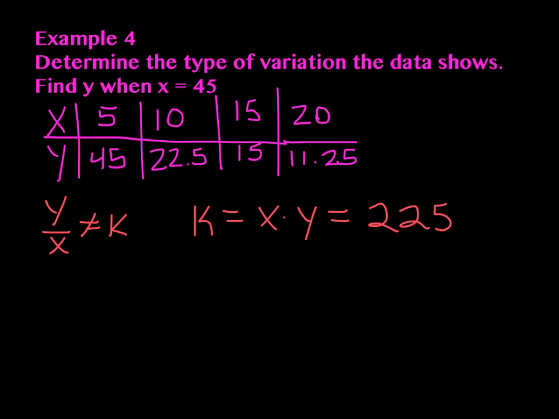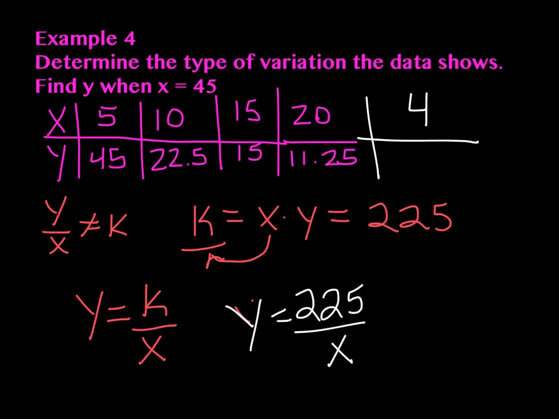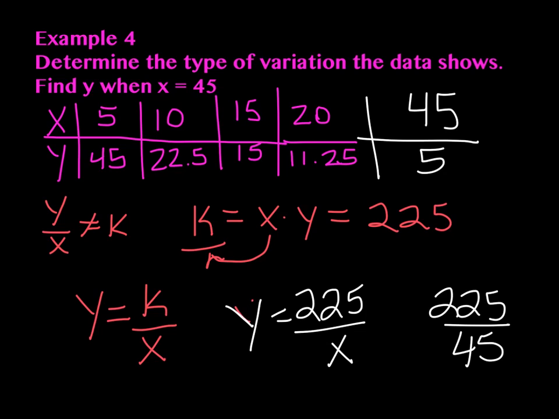That tells me that we have inverse variation, because look, the x has to go under the k, right? Y equals k divided by x. And the equation then would be y equals 225 divided by x. So now if I wanted to know, well, what if x is 45? All I have to do is plug in a 45 for x. 225 divided by 45 is 5.